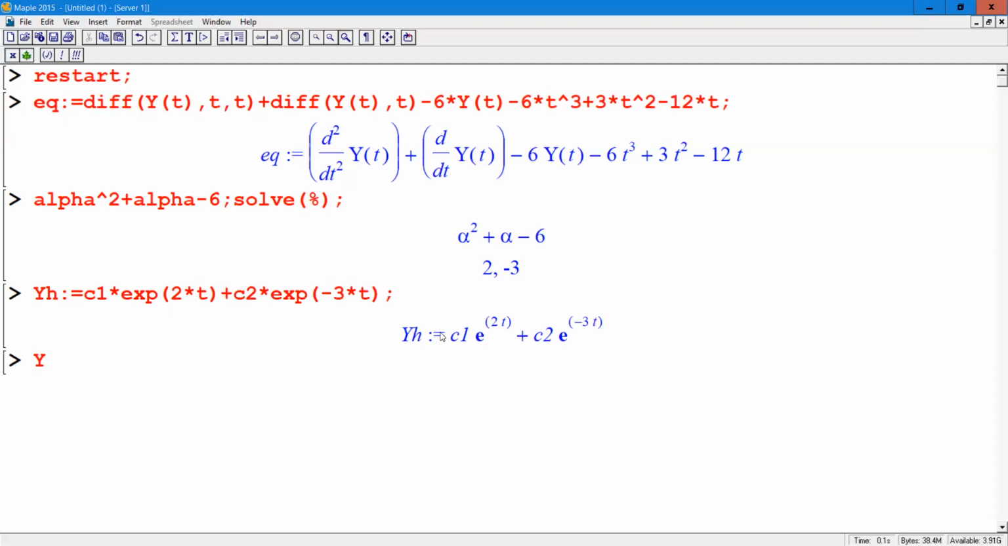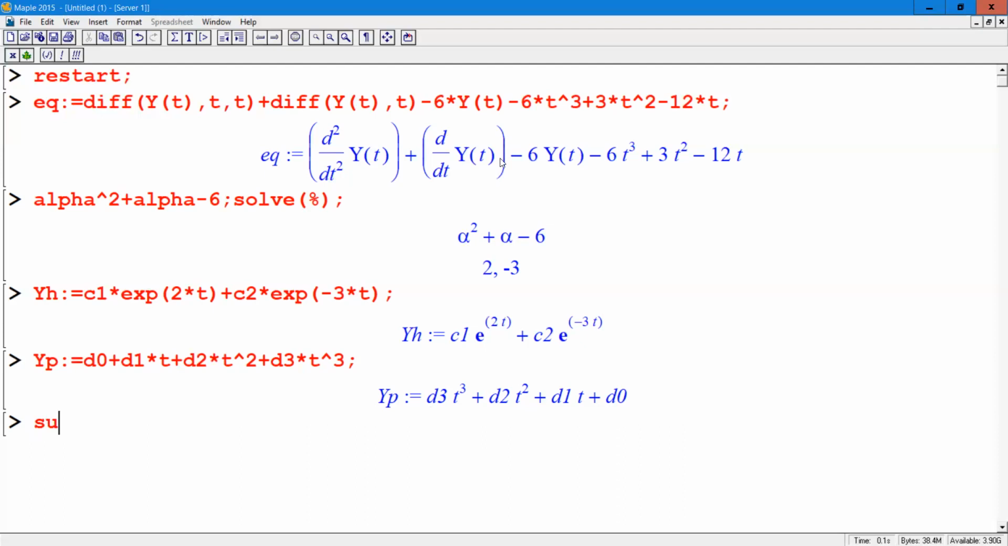I told you the particular response will be considered as D0 plus D1 times t plus D2 times t squared plus D3 times t cubed. So this is the particular response. Now I want to substitute this yp into the main equation, simplify and solve to obtain D0 to D3. For this purpose, we need to calculate the second derivative of yp, the first derivative, and yp, which is this term, and substitute here.